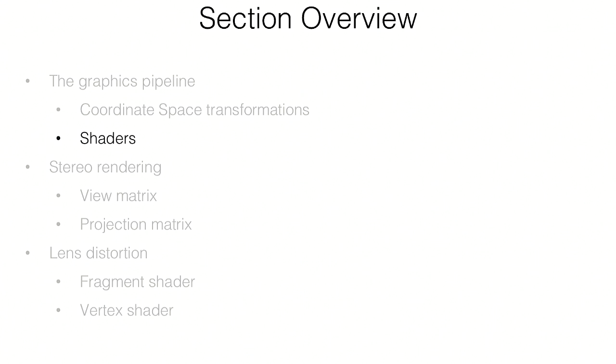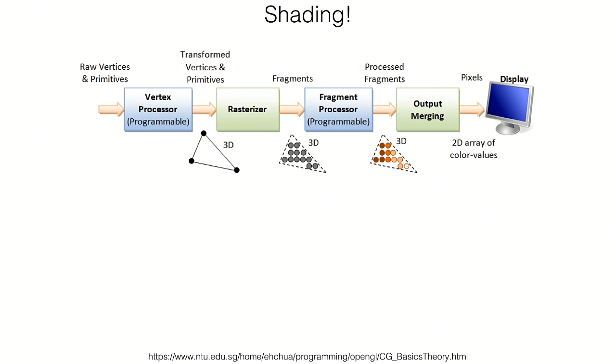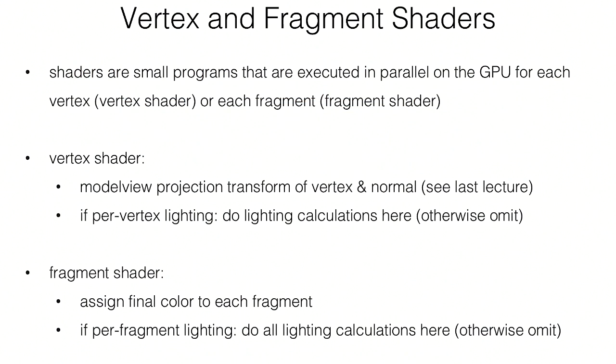But for shaders, we should talk about shaders, which we'll need for the lens distortion section. So shading, you can see here in the graphics pipeline, we have two parts that are programmable, the vertex processor and the fragment processor, and each of these are able to operate on individual vertices and fragments individually and in parallel.